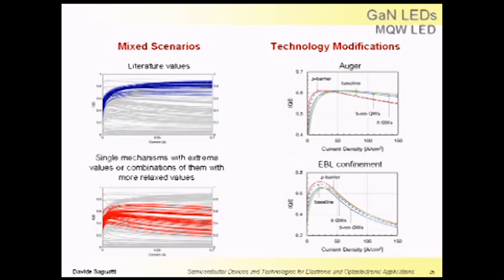Mixed scenarios can be highlighted from the previous chart. For instance, when we use literature values for the different phenomena, we are not able to generate any droop. When we instead use single mechanisms with extreme values or combine them with more relaxed values, we can, to a certain amount, get some droop from the simulated curves. Again, some technology modifications such as increasing the number of quantum wells, the thickness of the quantum well, and p-doping the barrier have been implemented on the baseline structure trying to improve the device behavior.